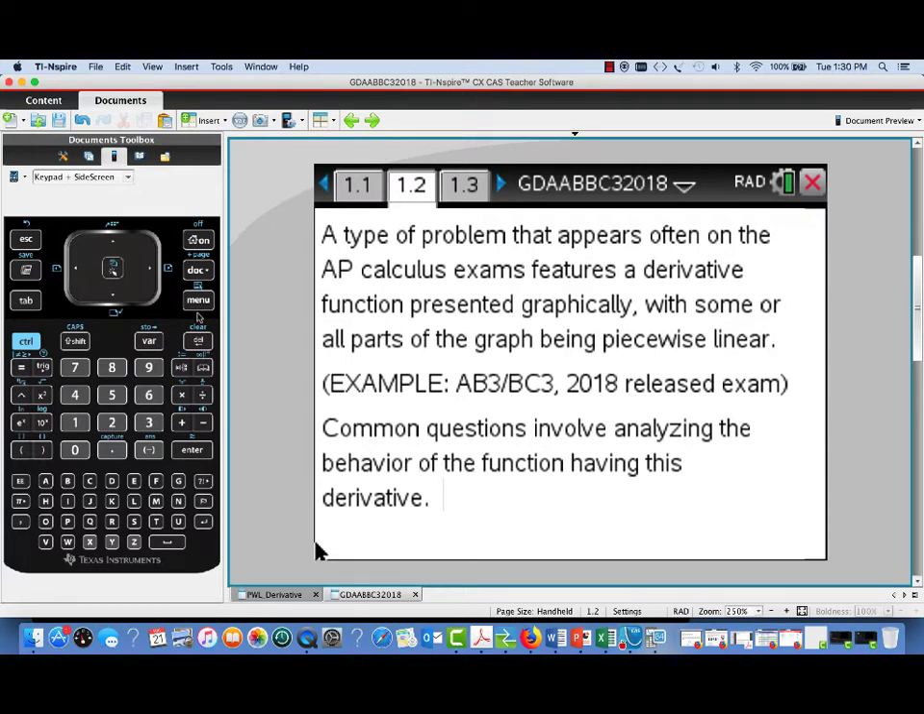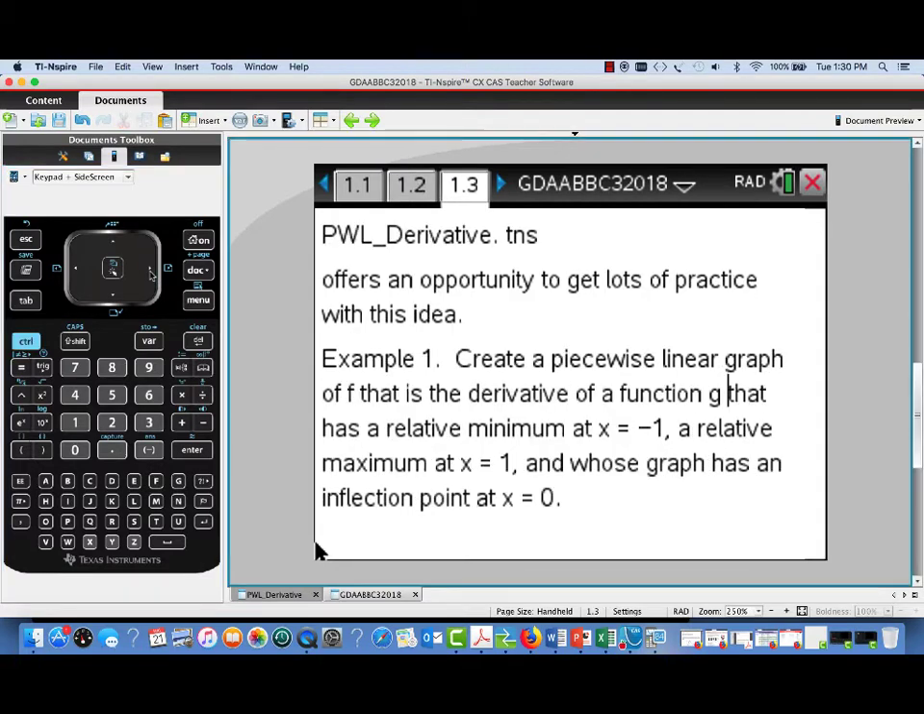A good example of this is the common question AB3 BC3 on the 2018 free response questions. You're then asked questions about analyzing the behavior of the function given that derivative. Now the file we're going to be using is called PWL derivative, that's for piecewise linear derivative, and it really gives you an opportunity to get practice with this idea.